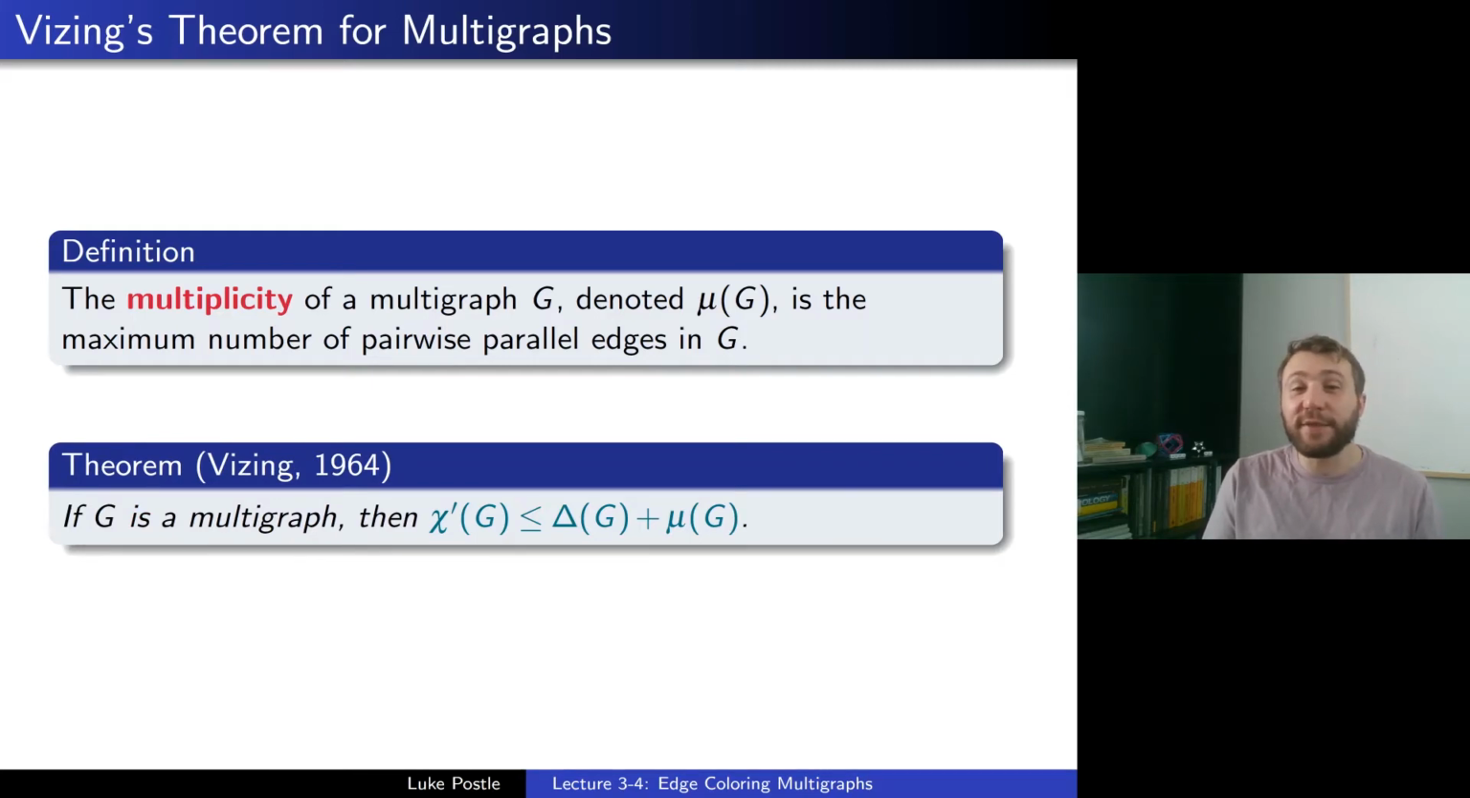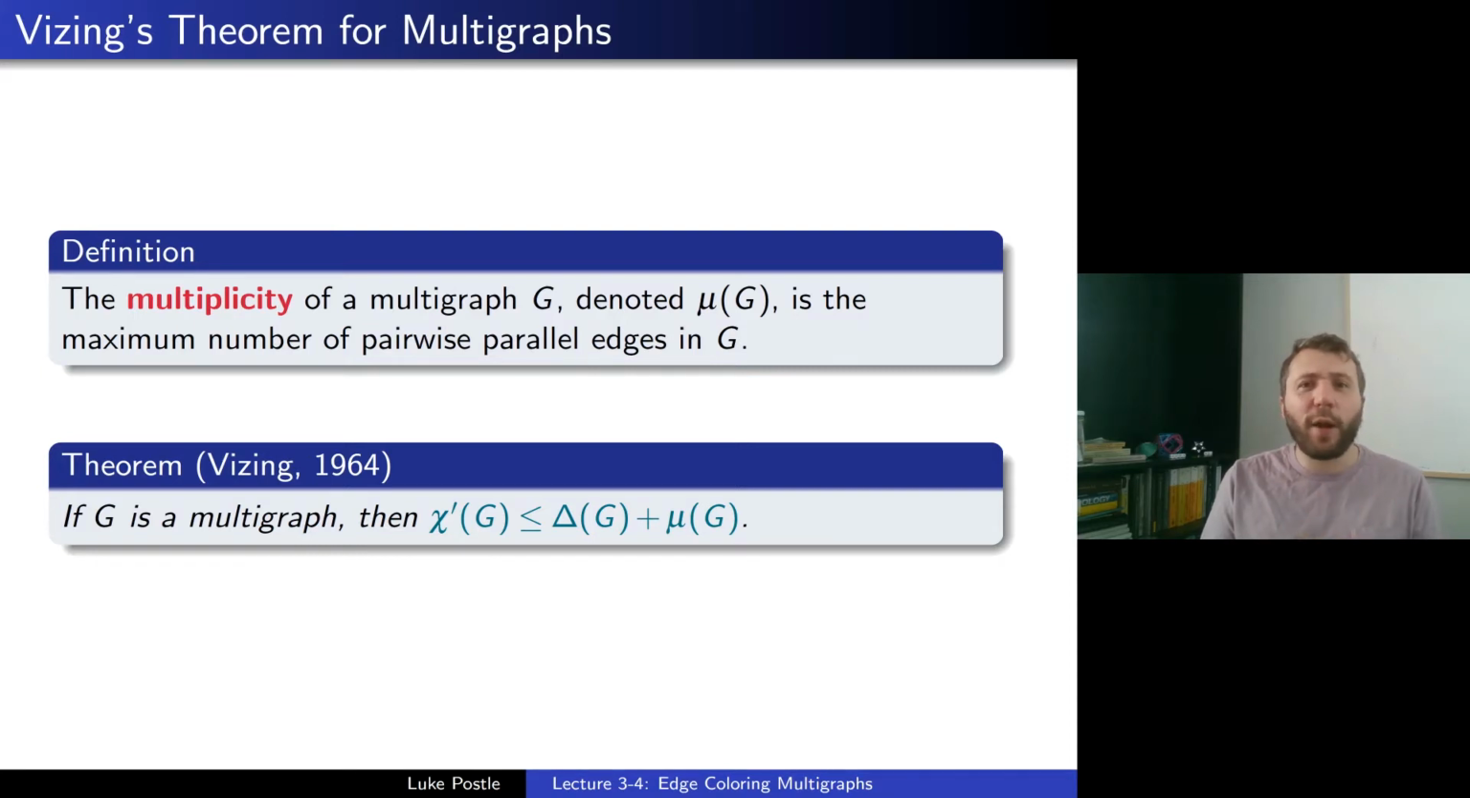And it goes like this: if G is a multigraph, then chi prime of G is at most delta of G plus mu of G. So you can get a delta plus the multiplicity. So again, for simple graphs, the multiplicity is always 1, so you just get Vizing's theorem for simple graphs. Delta plus 1 is the answer. But here, if you allow multiplicity 2, you get delta plus 2, and so on. And so in that way, you are nicely generalizing Vizing's theorem.